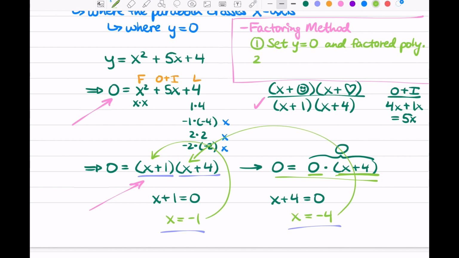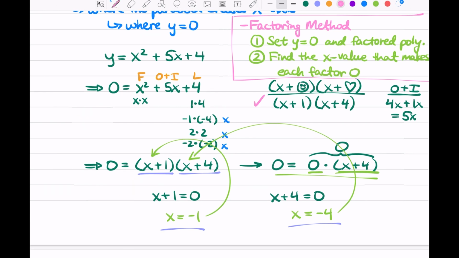And once you do this, you look at our factors, and you find the x value that makes each factor 0. And that's what we did right here. And again, if you found this work here confusing, I encourage you to check out the polynomial videos. Once you've mastered factoring, this method is pretty straightforward. But assuming that you understand factoring, let's try one more example using this method.